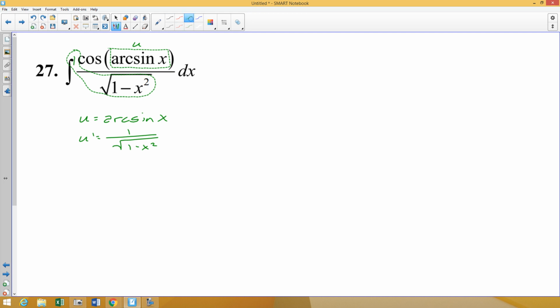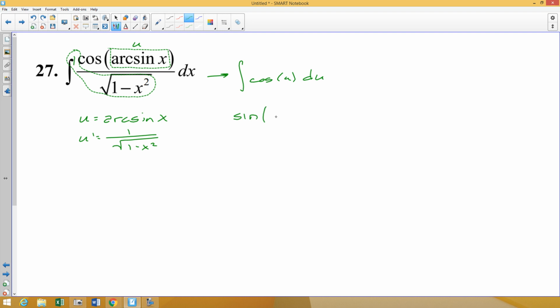So if you went through the formal substitution, you actually wrote this down. 1 over root 1 minus x squared is going to be your du. So I'll stick that off to the side. And then I have the cosine of arc sine x, which would be cosine of u. And cosine is the derivative of sine. So when I integrate cosine u du, it becomes sine of u.